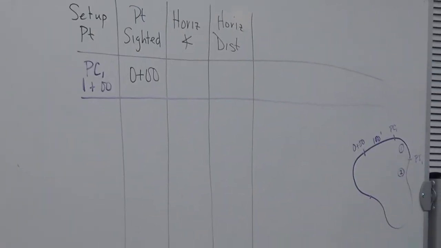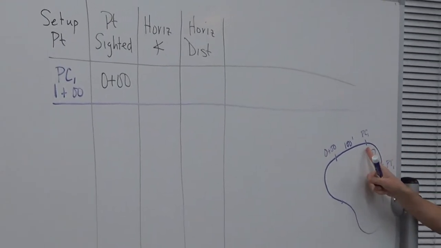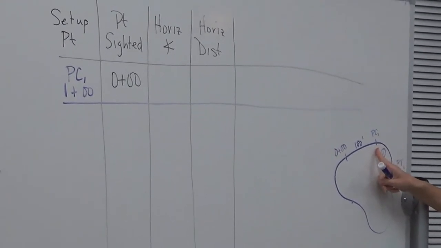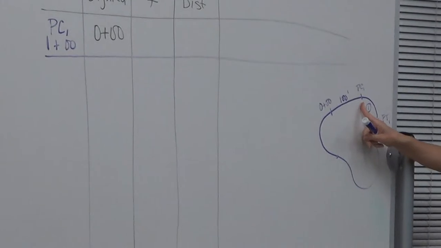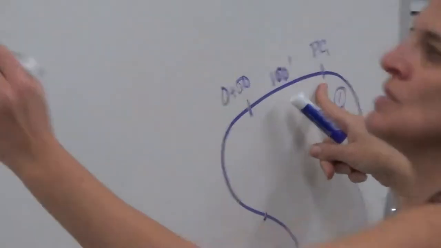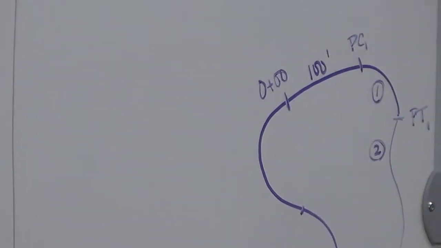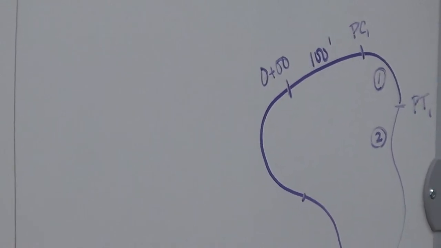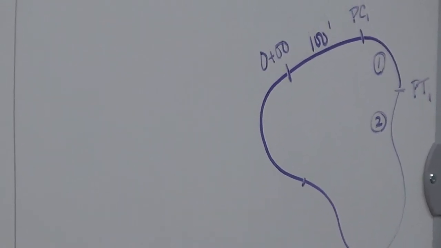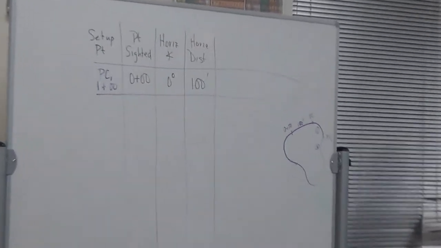So is everybody comfortable with this? We're going to set up on the PC. I'm going to shoot back 100 feet, and somebody's going to put a mark in the ground. So let's just say that's 0 degrees, and it's 100 feet. And now I know where 0 plus 0, 0 is. Is everybody good? Daniel, yeah? Jason?